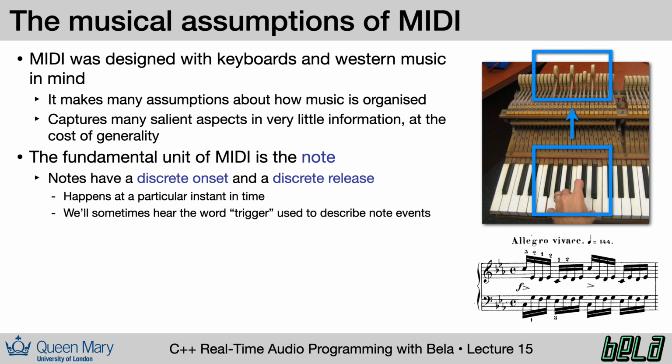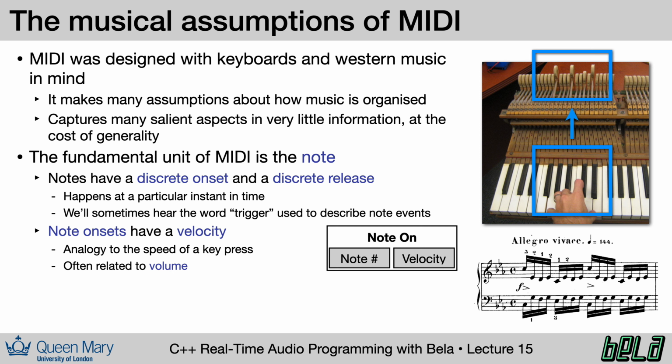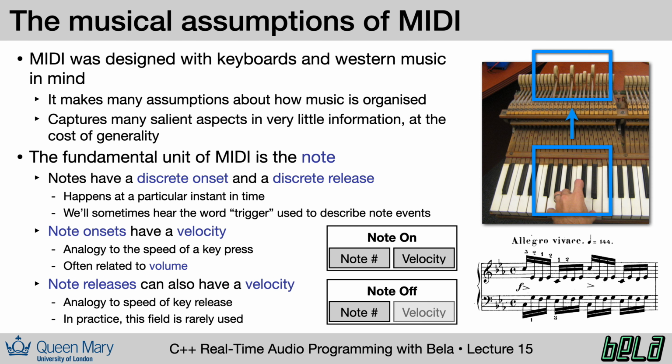A note is characterized by a discrete instantaneous onset time and a discrete instantaneous release time. For this reason, we'll sometimes hear people talk about creating MIDI events as triggering notes. MIDI represents note onset events as a message containing a note number and a velocity. The term velocity itself brings to mind the acoustic piano, because the analogy is the speed of a key press. The general assumption in MIDI is that the velocity of a note corresponds to its volume, although it doesn't have to be implemented this way.